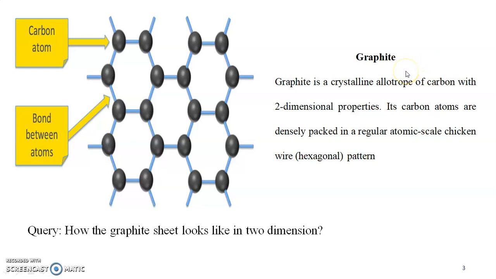Now tell me how the graphite sheet looks like in 2 dimension. This is the 2-dimensional graphite sheet. What is graphite? Graphite is a crystalline allotrope which is made up of carbon atoms. Carbon atoms are closely packed in a regular atomic scale hexagonal pattern.